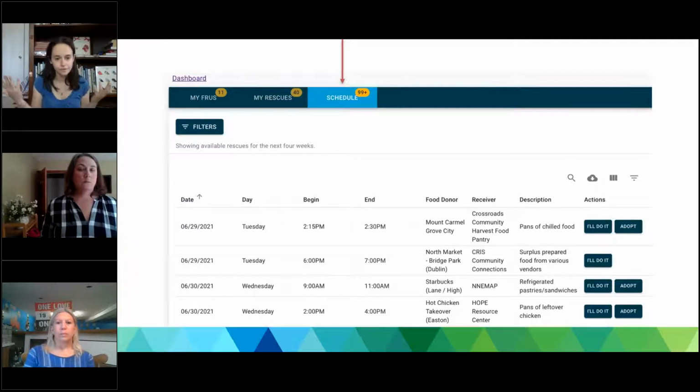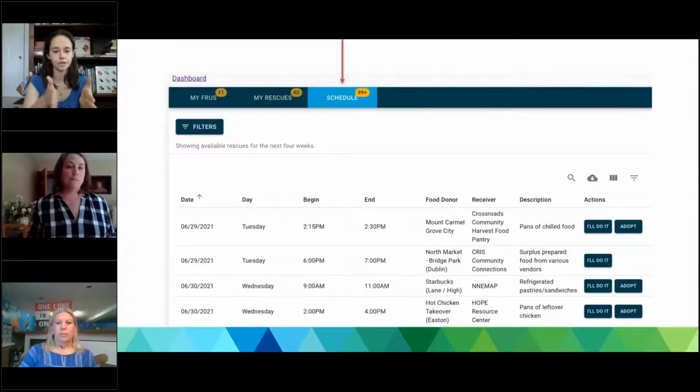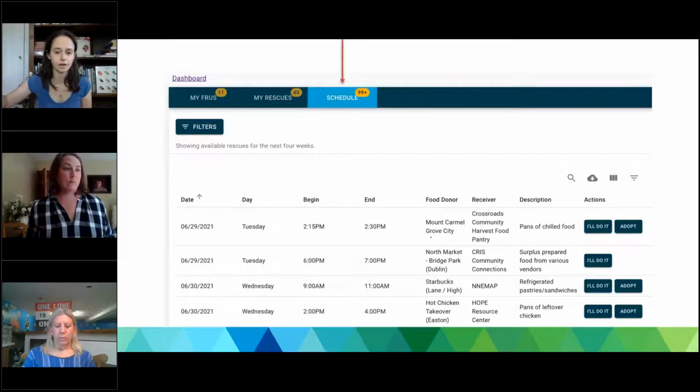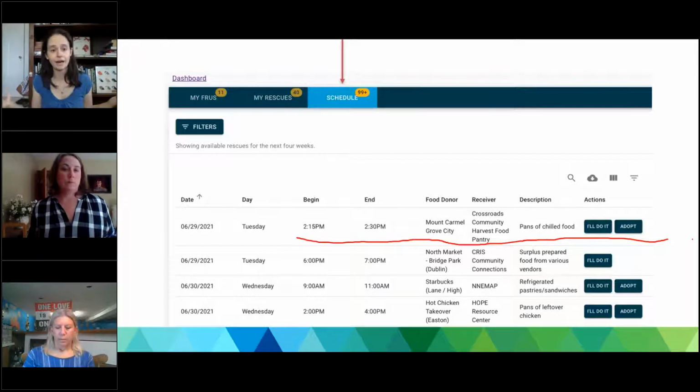And so, for example, one of these has already been claimed for today, but in the screenshot here, what you can see is, okay, today at 2:15, we are picking up from Mount Carmel, Grove City, and you can see the donor, you can see the receiver, it's going to Crossroads Community Harvest Food Pantry. You can see roughly what it is. And then there are two actions. One is I'll do it. That is, I happen to have some time today, this Tuesday. So I'm going to click that, and that's the one that I'm going to do.